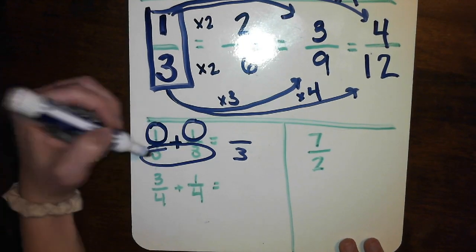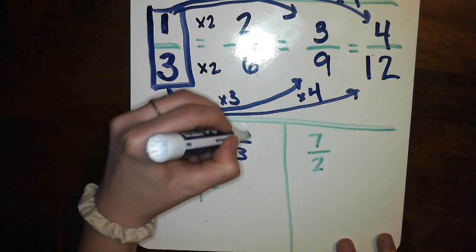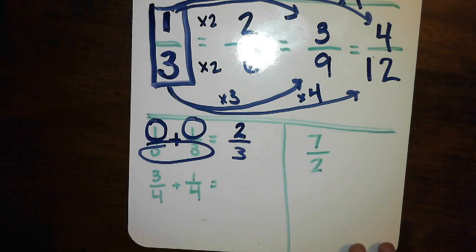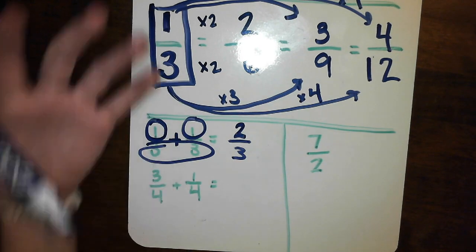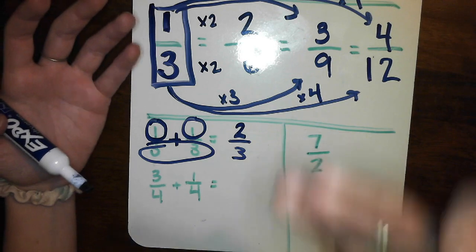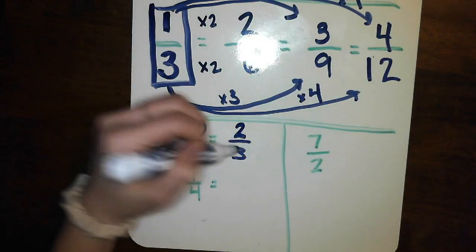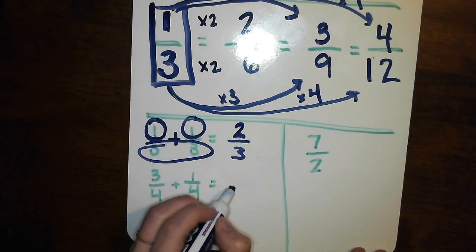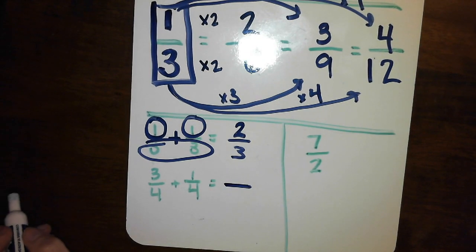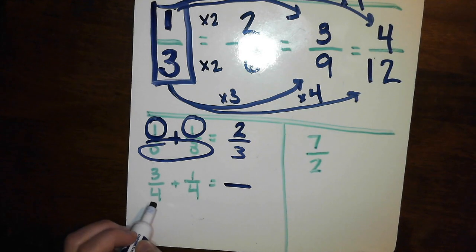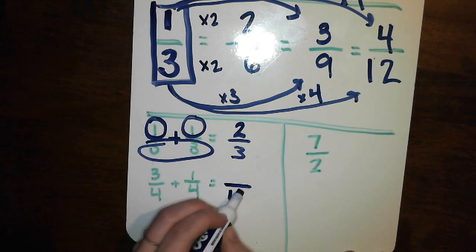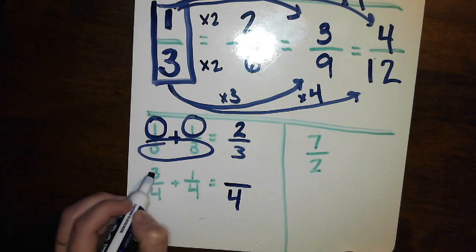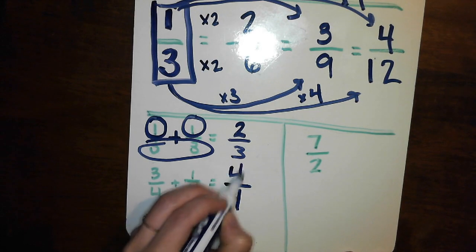So, it looks like a face. So you add the numerators and the denominator stays the same. So if I take 1/3 of a pizza and I add it to another 1/3, I have 2/3. Okay, try this with fourths now. Pause if you have to. Fourths is our whole that stays the same. We're going to add our parts together.